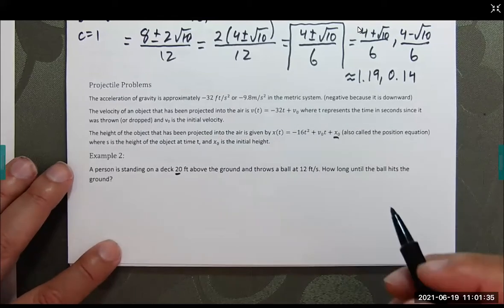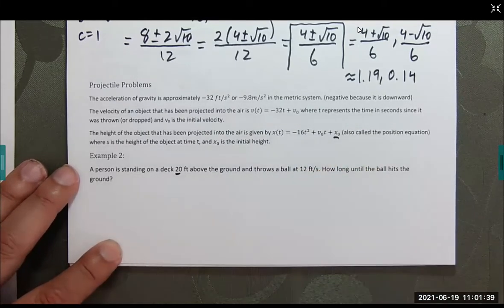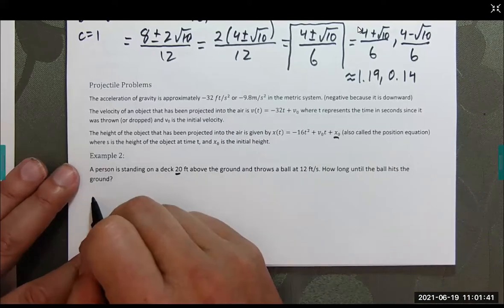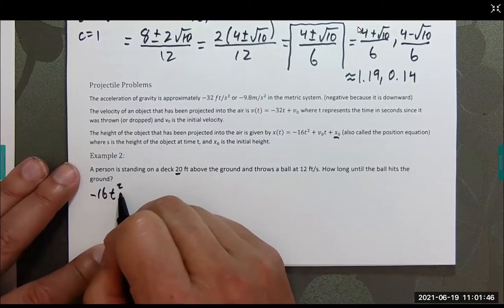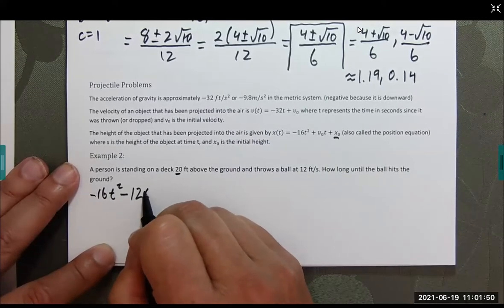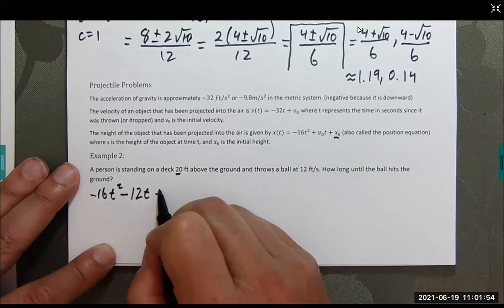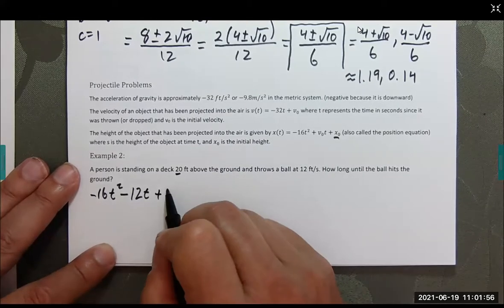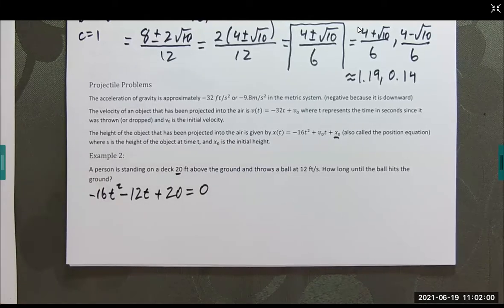Now, x is the position. When x equals 0, that means the ball is on the ground. So this literally becomes this, negative 16 t squared, t standing for time, minus 12 feet per second, t. There's the initial velocity, it's there. This person's a positive 20 feet above. They want to know how long until it hits the ground. The height is 0. I'm going to divide this through by negative 4.